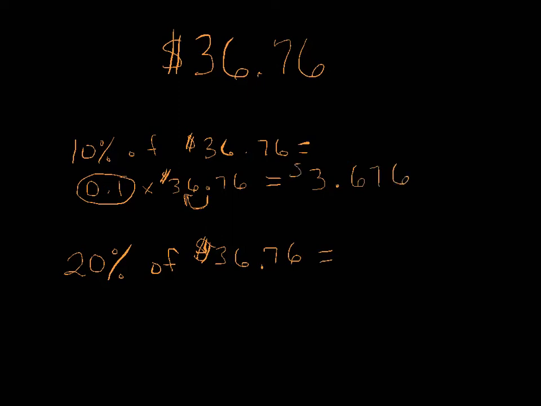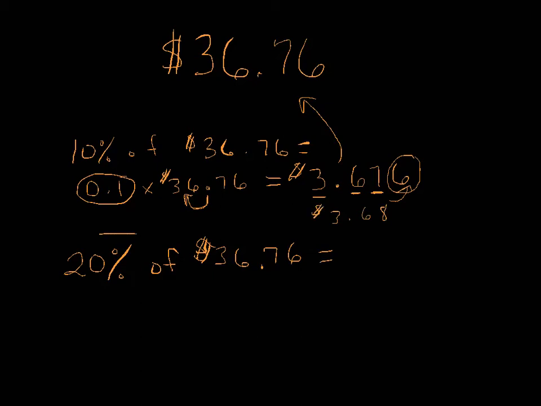Now, we do know that there's no such thing as 6/10 of a cent. This would be the pennies right here, the dimes, and the dollars. This isn't, but we could round that up if we need to. But hold on. We are at 10%. So that means 10% of $36.76 is $3.67. Or if we round it up, $3.68.